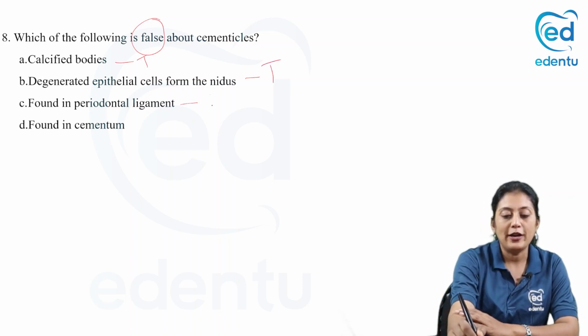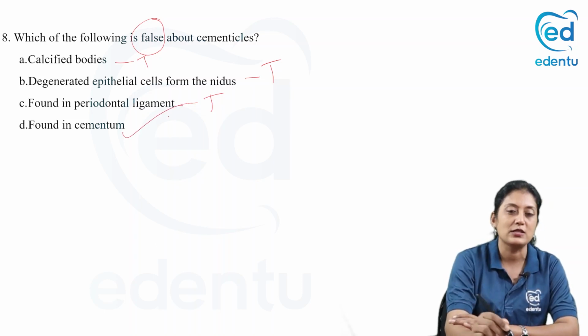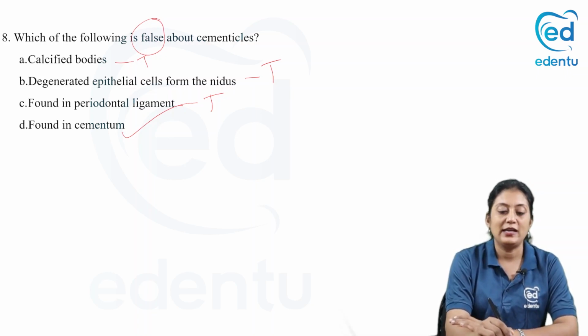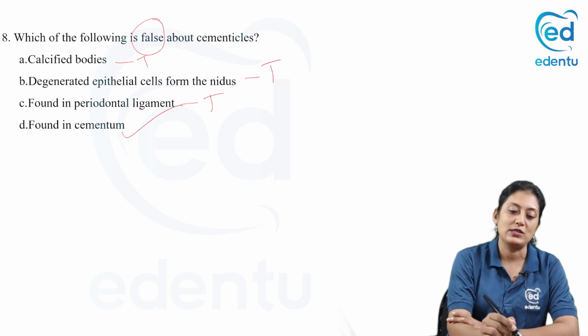It is found in the periodontal ligament. That is also correct. It is found in cementum. No, that is false. So, the option here is, which is false about cementicles? It is found in cementum, because cementum is not where you see cementicles. Periodontal ligament is where you see the cementicles.